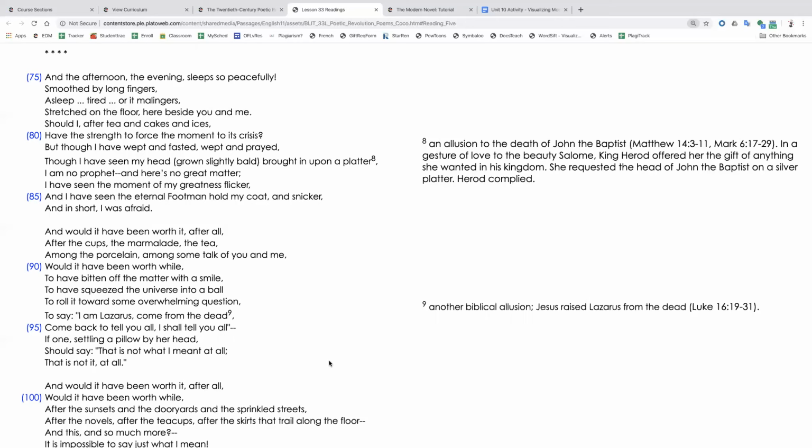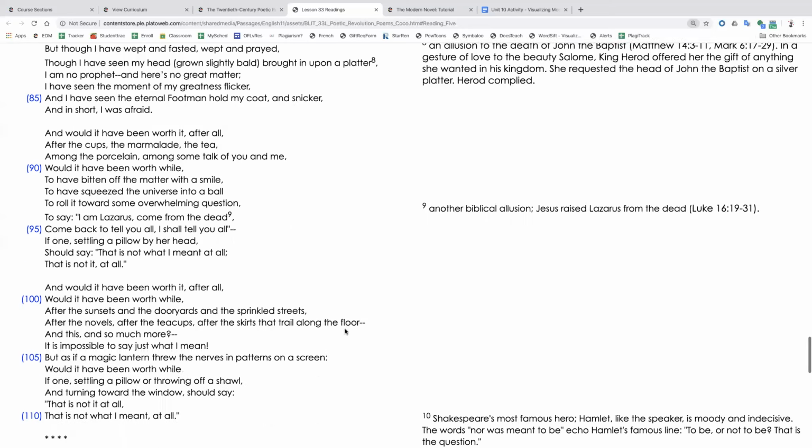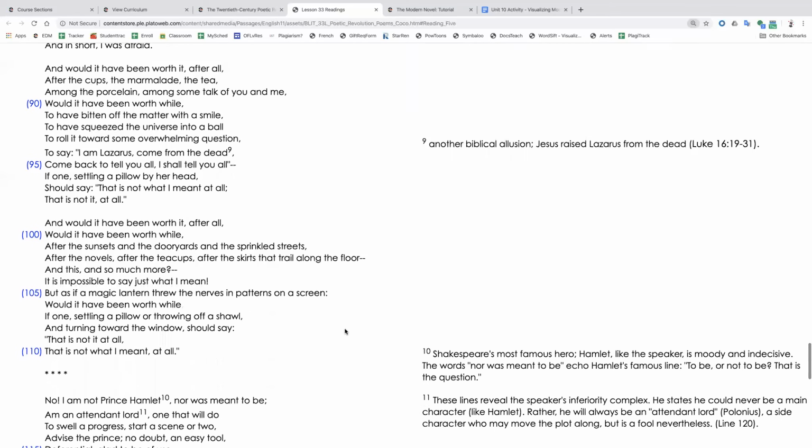So as we have the note here, this is an allusion to the death of John the Baptist. She requests the head of John the Baptist, and that's the whole thing. So it's just an allusion to that.